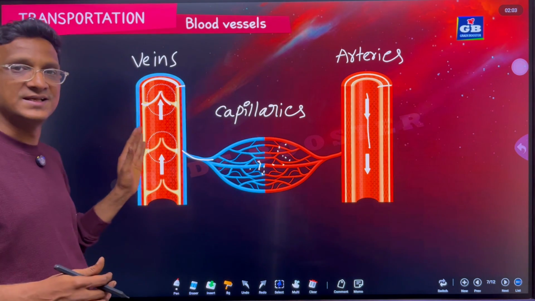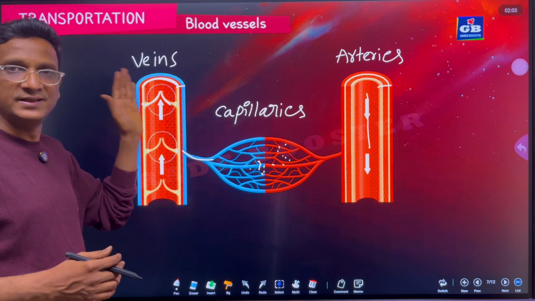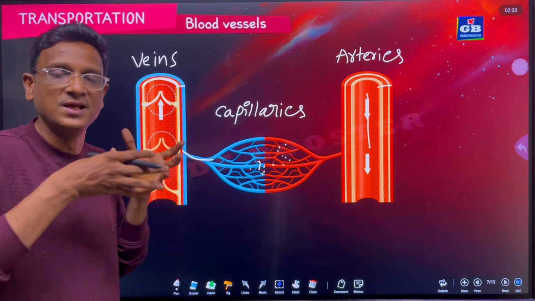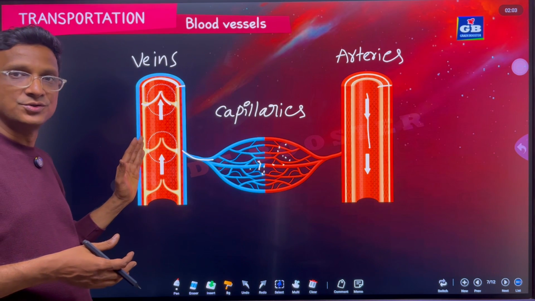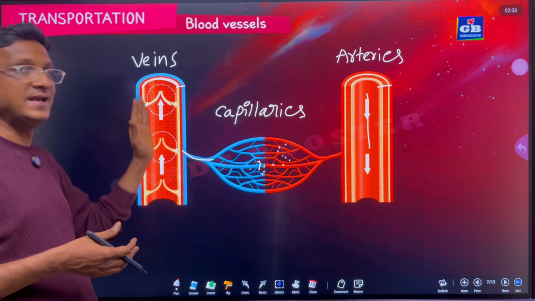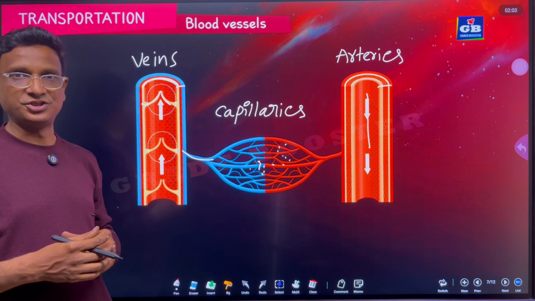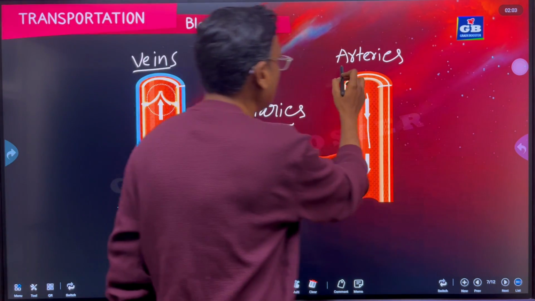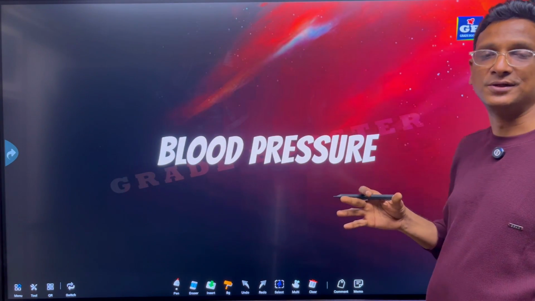Because in veins there is a chance of blood reverse flow, as there is very little pressure pushing. The pressure is there in arteries because the heart is connected to arteries and pumping the blood into them. But in veins the pressure is low, so there is a chance of blood coming back due to gravity or any other thing. So valves make the blood flow in one particular direction. What are the three major blood vessels? Veins, capillaries and arteries.